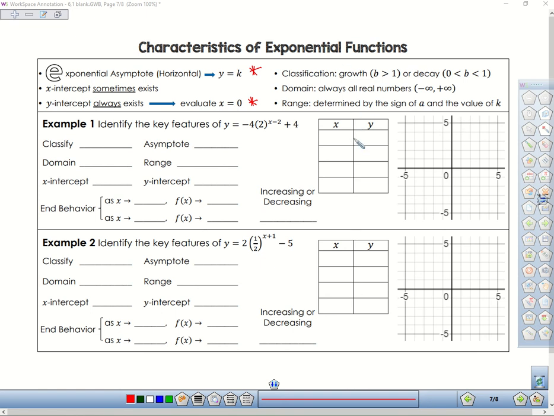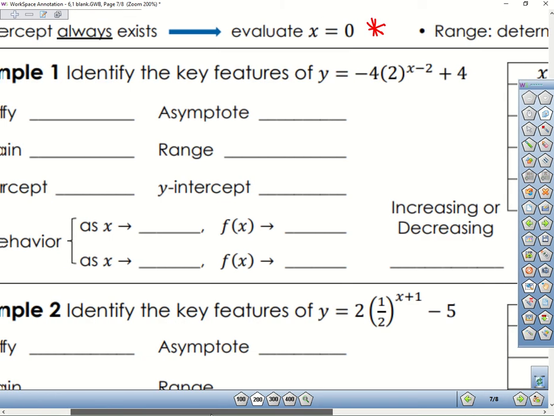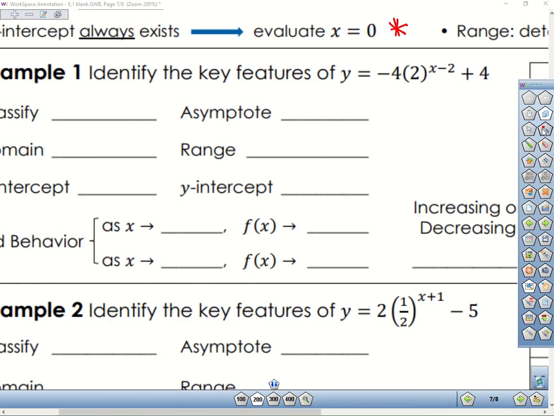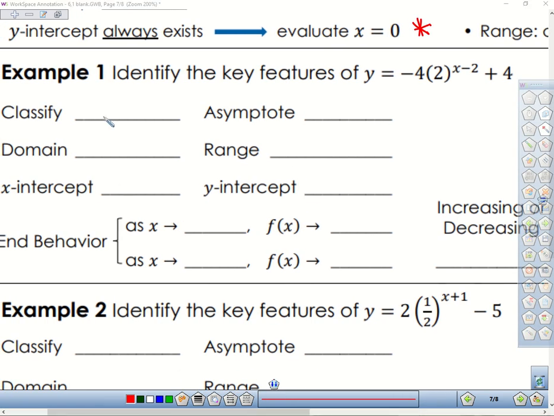So let's go ahead and get started on this. So the classification, it's asking about growth or decay. So is this one growth or decay? You're going to look at your b value, which is the one that has the exponent on it. Is it bigger than 1 or between 0 and 1? Good, it's bigger than 1, so it is growth. It's growth because your b value is greater than 1, which it's 2, so 2 is greater than 1.